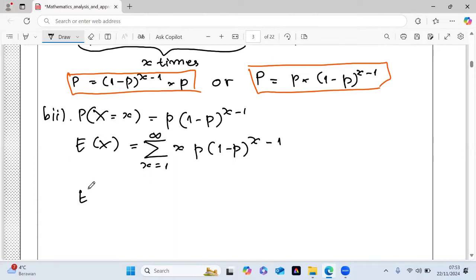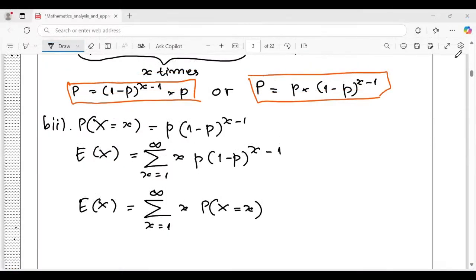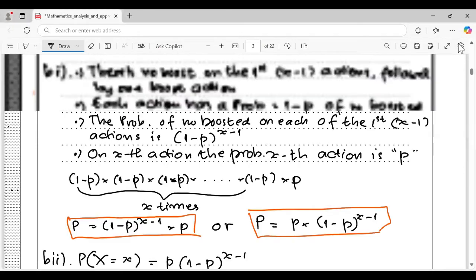Or I would like to write the formula like this: sigma x equals 1 to infinity of x times this probability in the geometric distribution, like this. Next, C.